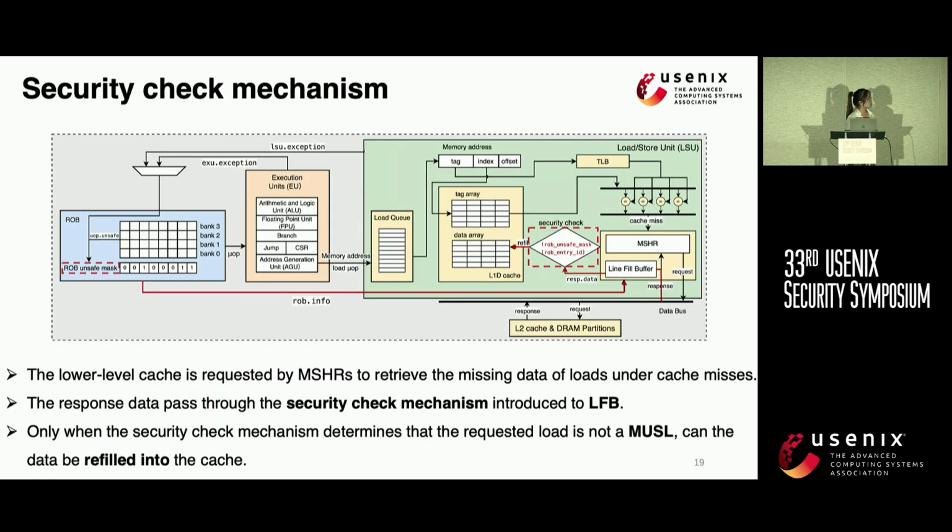We exploit the characteristics of the line fill buffer to introduce a security check mechanism that works in conjunction with the ROB unsafe mask. In our defense scheme, when the MSHR sends a request to the lower-level cache or memory to retrieve the missing data of loads that miss the cache, the response data cannot be refilled into the cache directly. Instead, it should pass through the security check mechanism. Only when the security check mechanism determines that the requested load is not a Muscle, which is indicated by the corresponding ROB unsafe mask bit being 0, could the data be refilled into the cache.